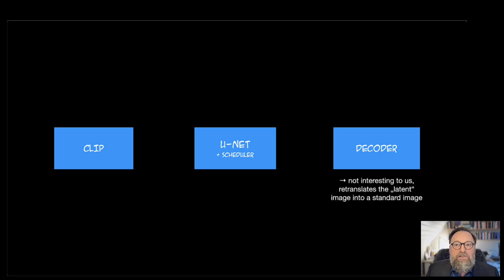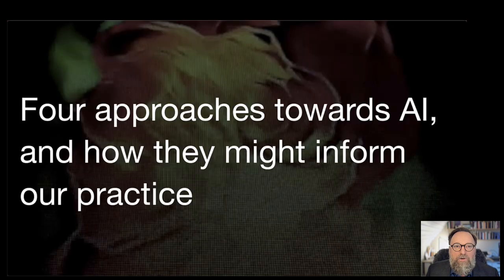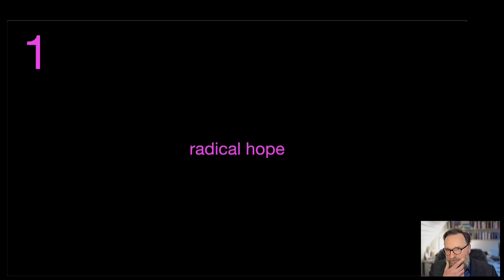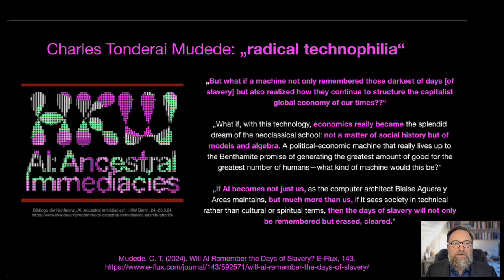Now let's see. I want to introduce 4 selected approaches towards AI and how they might inform our practices. The first one is an approach of what we could call radical hope. And this one is represented by a writer and a filmmaker. It's Charles Tondere Modede. So he's born in Zimbabwe, and kind of my generation. It's from 1969. And he gave a talk at a conference in Germany, and was an important conference. Unfortunately, he couldn't be there.